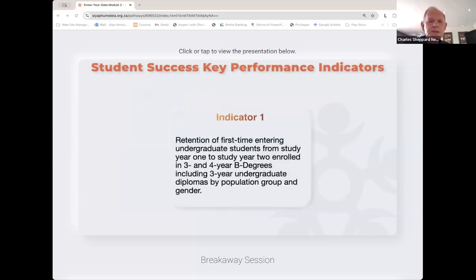The first one is the retention of first-time entering undergraduate students from study year 1 to study year 2, enrolled in 3 and 4 year B degrees, including 3 year undergraduate diplomas, by population group and gender. We know that the biggest point where students drop out, if you look at all cohort studies throughout the years, and I've been doing cohort studies for the CHE for 11 years now, for all qualification types and all universities, you can always see the biggest dropout is in your first year. So it's very important that we retain our first-time entering students. That is where we could lose most of them. And this is our first indicator for student success. Next one.